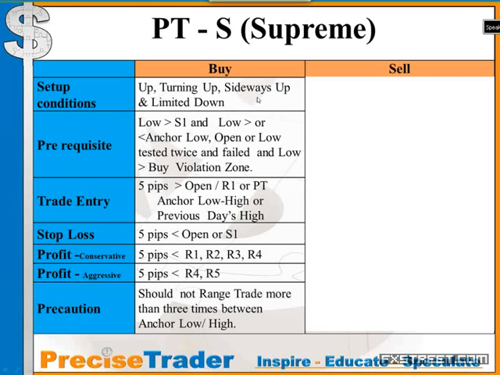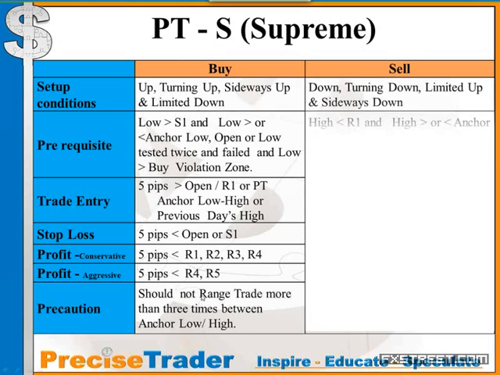If this condition is not met, then probably it can still give you maybe a 30 pips, 40 pips move, but it may not be that powerful. So that's the only change you can see, but other than that, you can still apply that. And the profit for aggressive is of course less than R4 and R5, and should not be in a range trade more than 3 times the anchor high and anchor low.